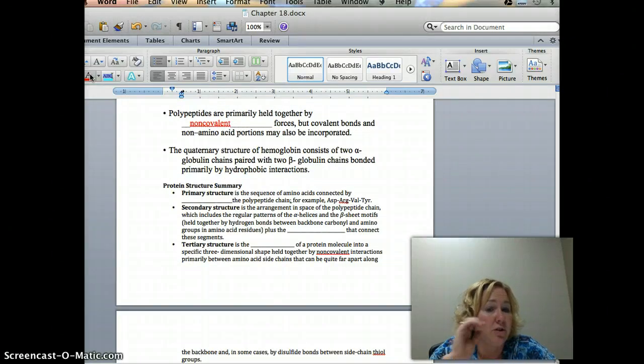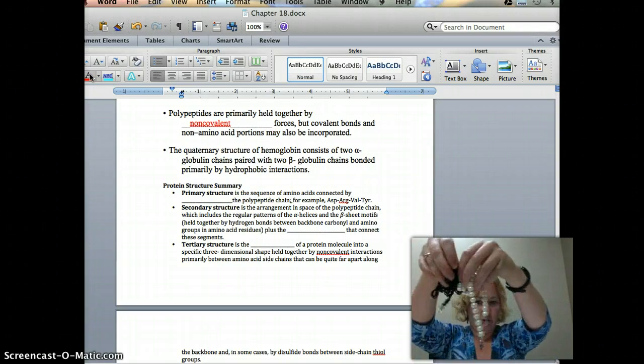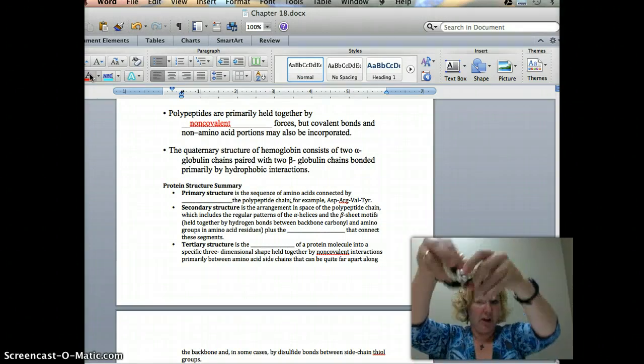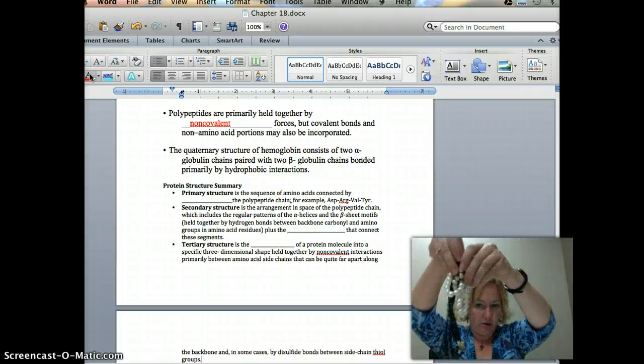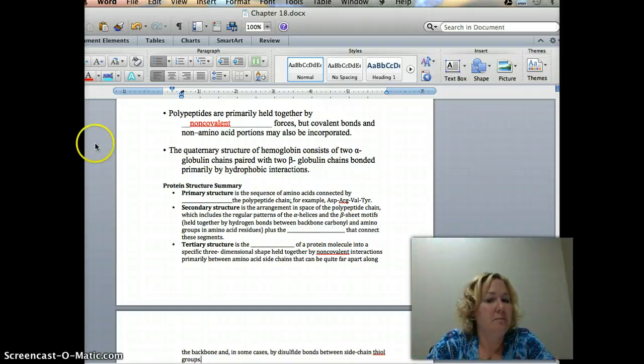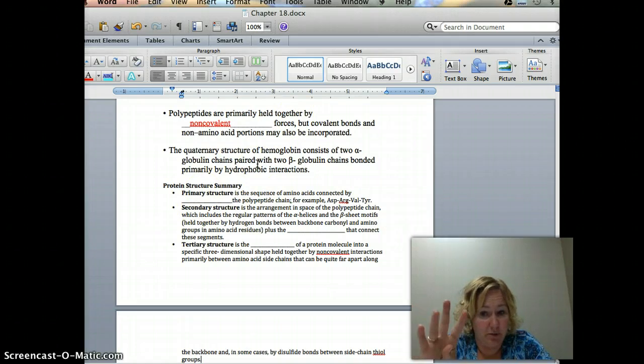So the quaternary structure of hemoglobin. Hemoglobin consists of 2 globulin chains. Boom, 2 globulin chains. Very complex how they're all put together. Bonded primarily by hydrophobic interactions. They're water haters. They don't like water. And so a lot of hydrophobic interactions are happening. So I hope that gives you primary, secondary, tertiary, quaternary, because that's what's going on.